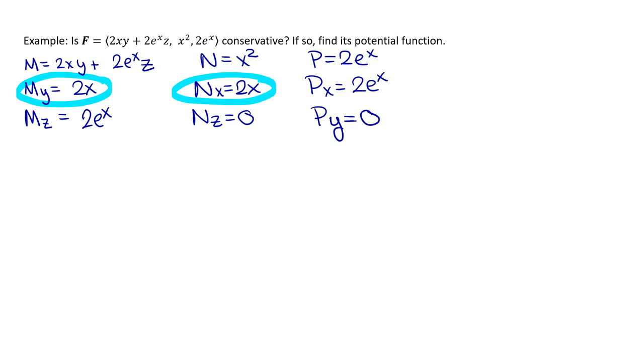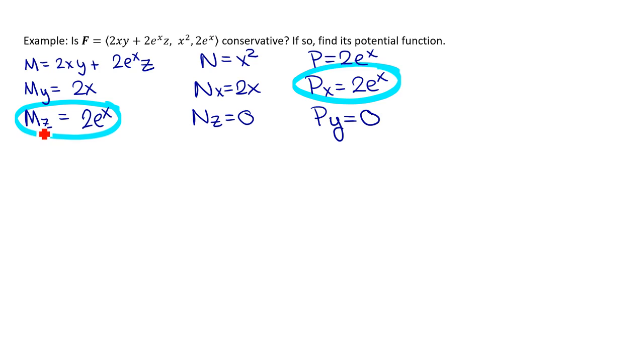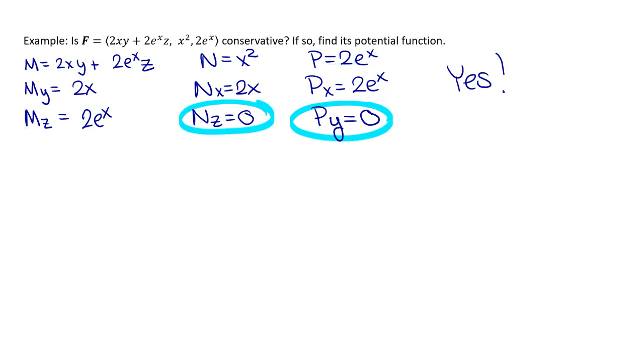And so then I just want to check, so x component with respect to y, does that derivative equal y component with respect to x? Yes, those are the same. And then x component with respect to z, does that equal z component with respect to x? Yep, those are the same. And then finally, y component with respect to z, z component with respect to y. Yep, those two are the same as well. So yes, this is a conservative field.